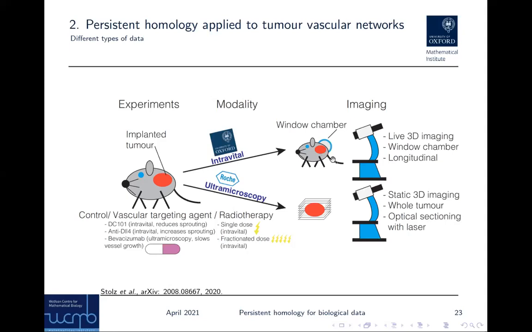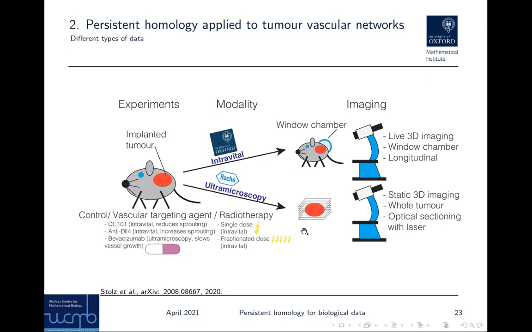And you can even see the same tumor and its blood vessels over several days. So you can see how these blood vessel networks develop over several days. So this is really quite unique. The downside is you only have the surface of the tumor because you're imaging on top of the tumor. Then the second data set comes from my pharmaceutical collaborators at Roche, and this is an ultramicroscopy data set.